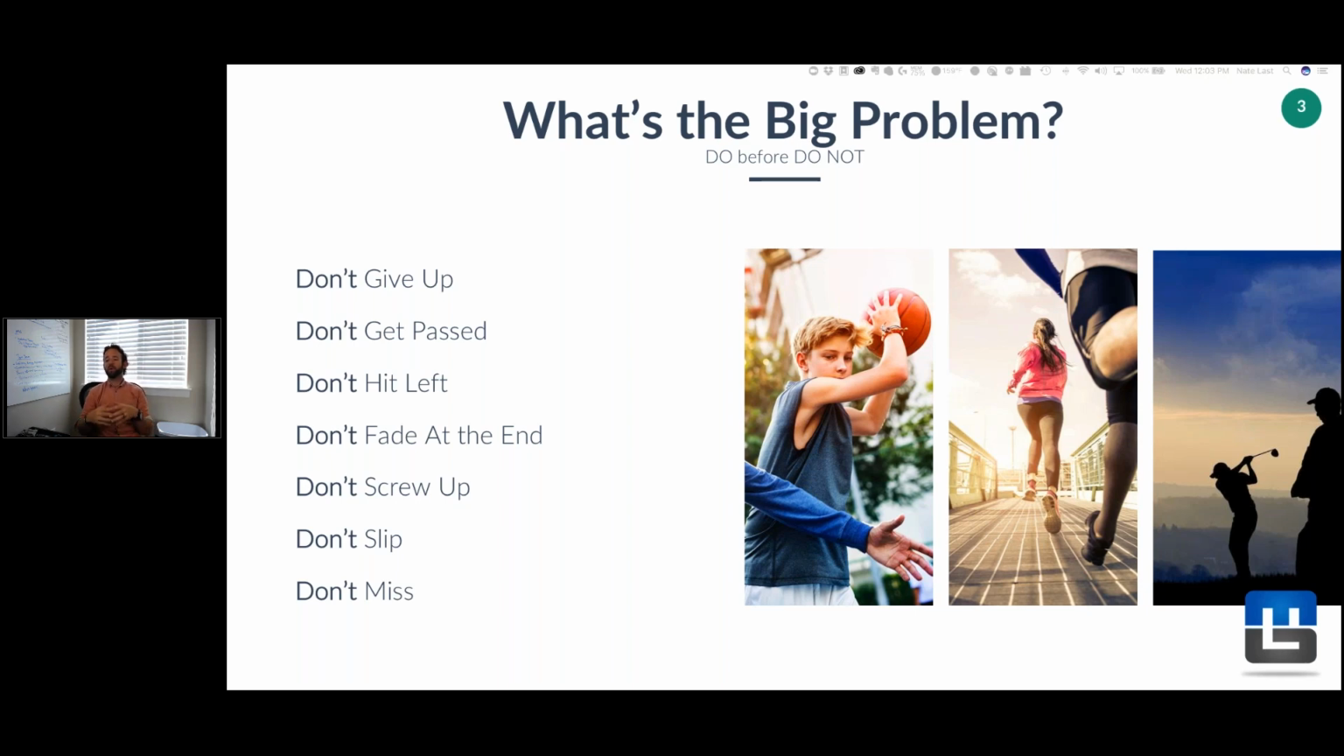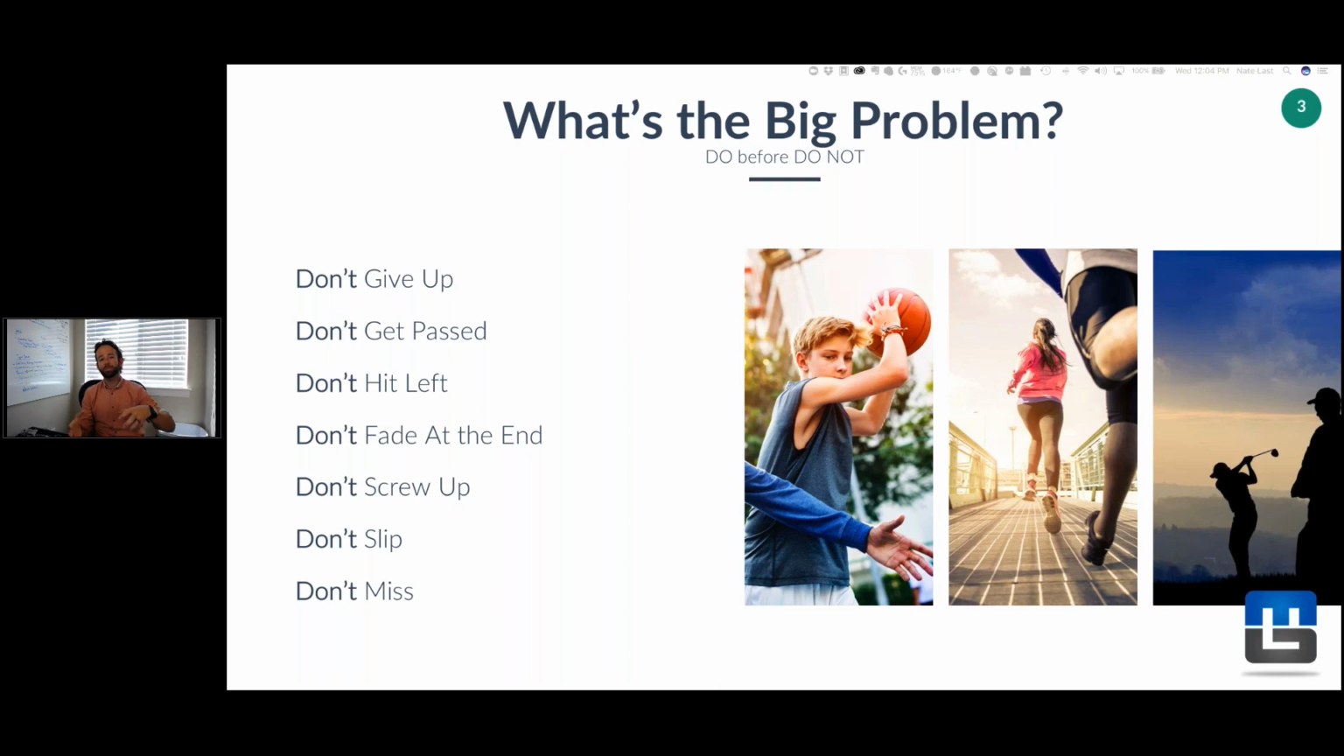But the fact is that when we're thinking about don'ts, the interesting thing about our minds is that the brain only really sees the subject or the object of the thing that you're thinking. It doesn't see the don'ts. It just sees the give up, the get past, the fade at the end, the screw up, the slip, the miss. That's all it really sees, which is the big problem here. If we're going into competition, if we're going into performance as a whole, and we're thinking in don'ts, all our minds are thinking is the object of those don'ts, which is probably the negative things that you don't want in the end.